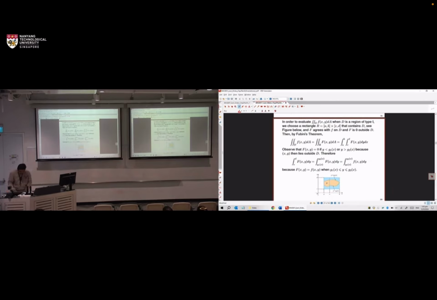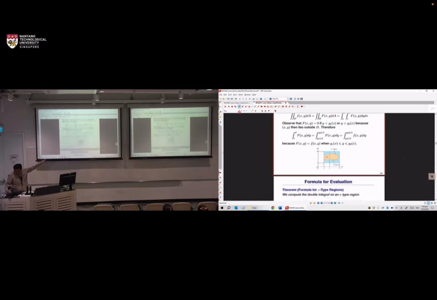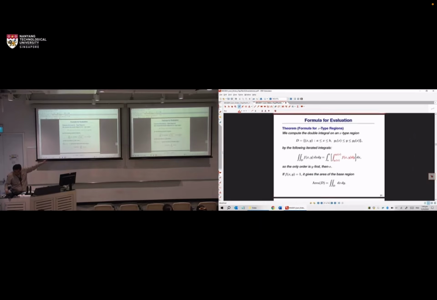This is the theory I included. If you have the time, you go back and read. I don't want to spend too much time going through it. Basically, they are trying to link back to the rectangular region and then form a formula from there. But you go back and read it. We can state the formula immediately as well.